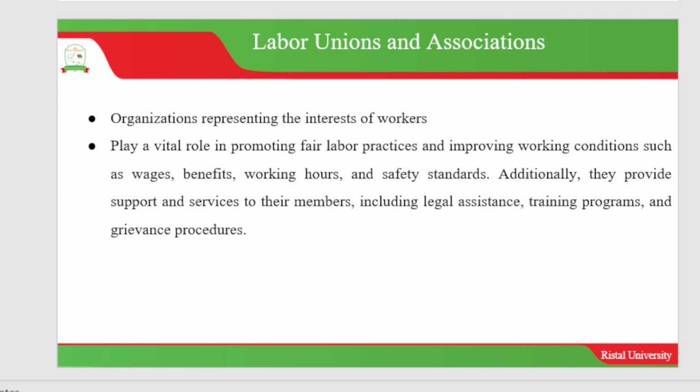And the labor law, the international labor law, actually allows that. There's no way the hospital or the organization can resist the employees, the doctors, from joining any union or association. It's actually their right. Even in the labor law of South Sudan, that provision is there. They play a vital role in promoting fair labor practices and improving working conditions such as wage benefits, working hours, etc. So that's about the labor unions and the associations.